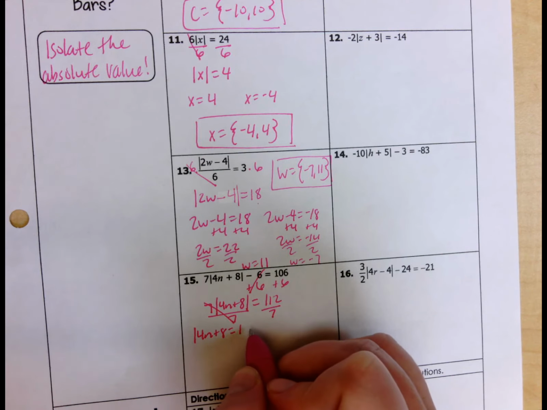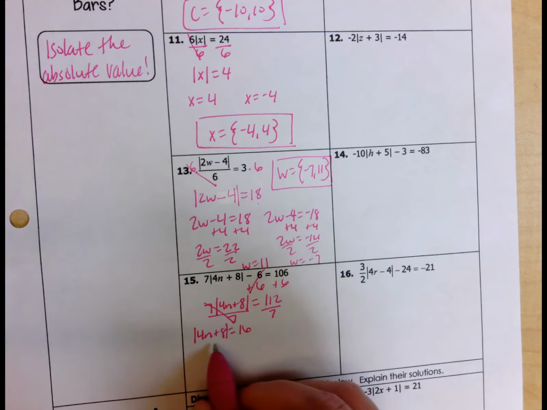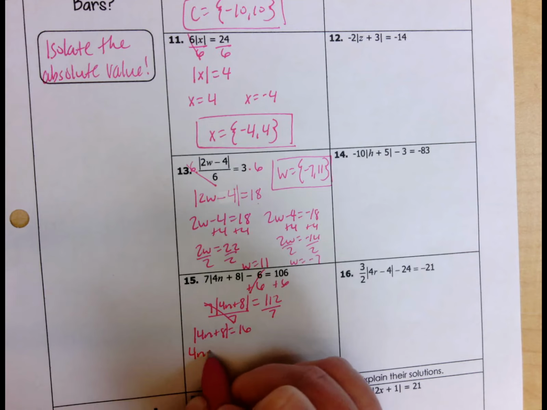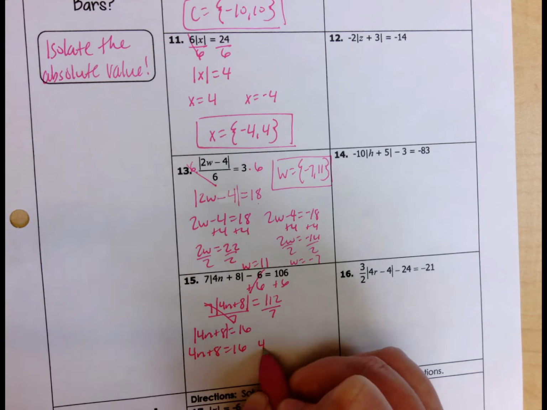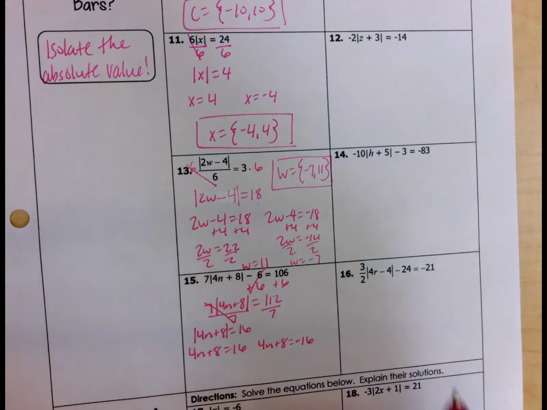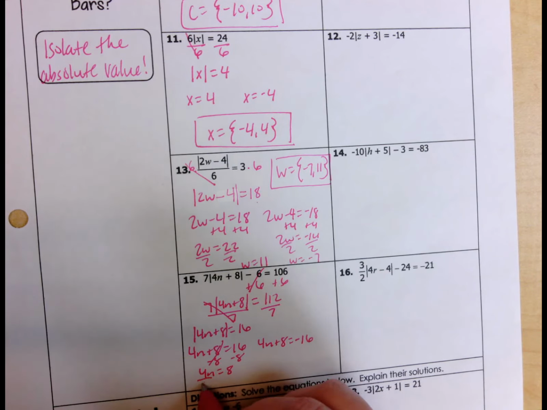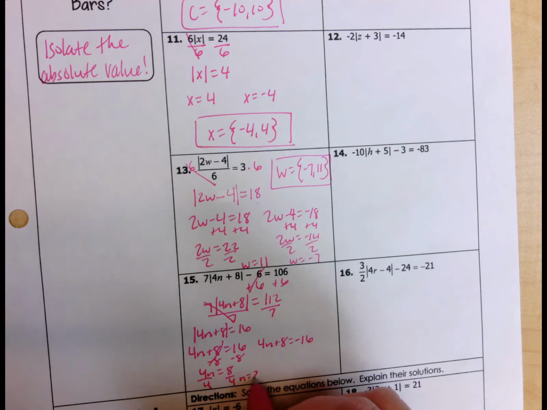Let's see, and that's going to give us 16. Okay, and now we have this isolated, so we can create the 2 equations. So we have 4n plus 8 is equal to 16, and 4n plus 8 is equal to negative 16. So we subtract the 8. 4n is equal to 8, divided by 4, n is 2.